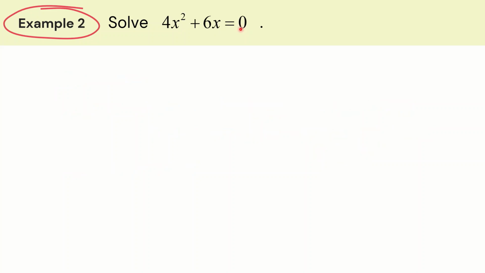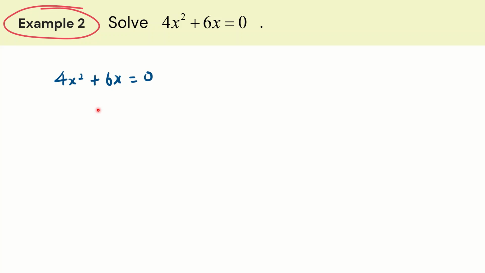Let us move on to example 2. What if I want to solve 4x squared plus 6x equals 0? This is a quadratic equation since we have the quadratic term of 4x squared. With this question, we need to see it as a product of two factors. But the way the question is phrased doesn't allow us to see a product of two factors because we have 4x squared plus 6x instead of multiplying.